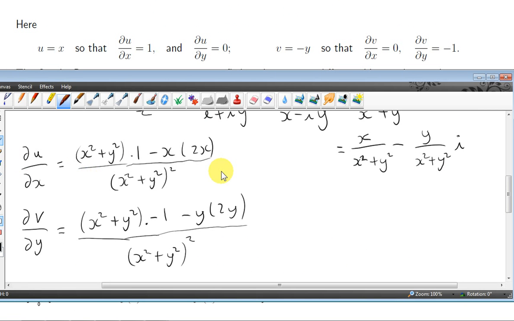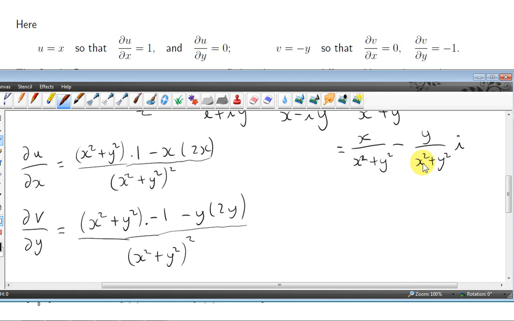Okay, let's get du dx. So we need to differentiate this first term with respect to x. We need to use the quotient rule here. So I take what's underneath, x squared plus y squared, times the derivative of what's on top with respect to x. That gives us 1. Then we minus what's on top, which is x, by the derivative of what's underneath with respect to x. That's 2x. And we divide the whole lot by the denominator squared.